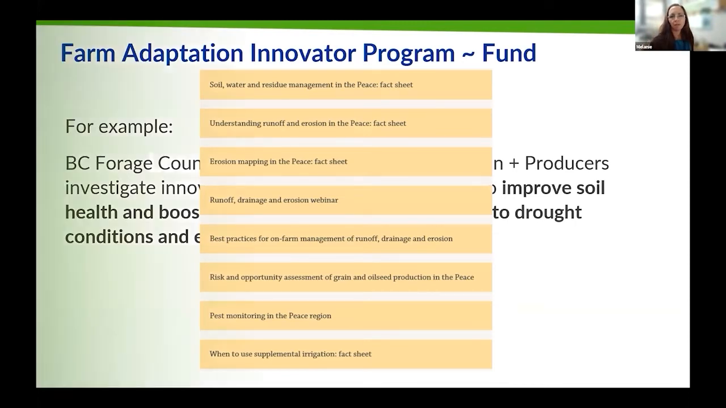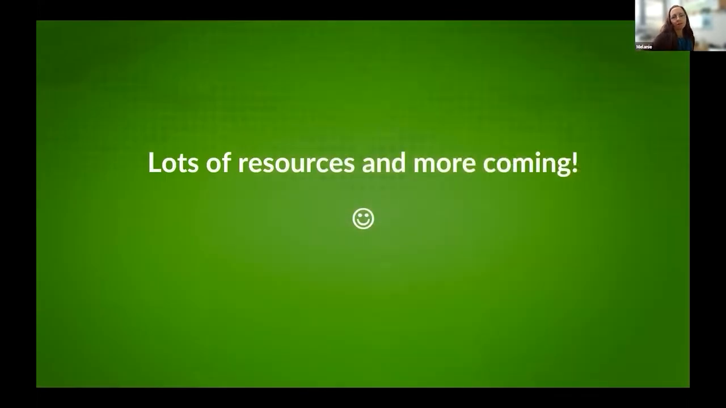Okay, so there's lots going on related to agriculture and climate change. And there's going to continue to be more with everything going on in the world. So just keep watching, and there's not a need to reinvent the wheel. We can take advantage of what's there.